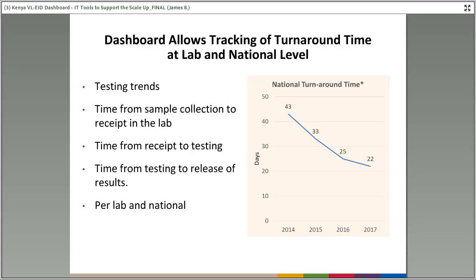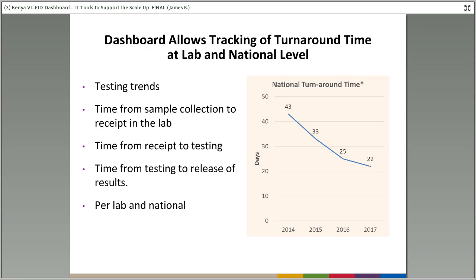Again, this is about our turnaround time. When we started, we were at about 42 days, and when we talk about national turnaround, we're talking about from the time of sample collection to the final day when the patient gets results. We've been able to reduce this. For EID, we are below 5 days. For viral load, we're at about 10 days right now. We're moving to make it 5 days.